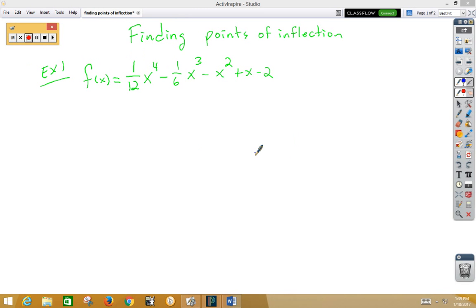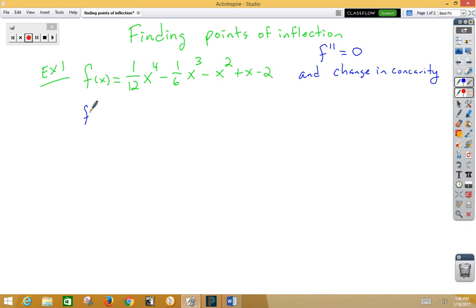In this video, we're going to find points of inflection. And to find points of inflection, two things need to occur. The second derivative needs to be equal to 0, and there needs to be a change in concavity. No change in concavity means no point of inflection.